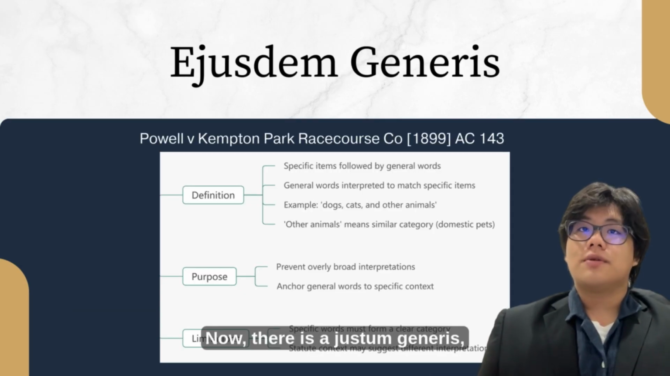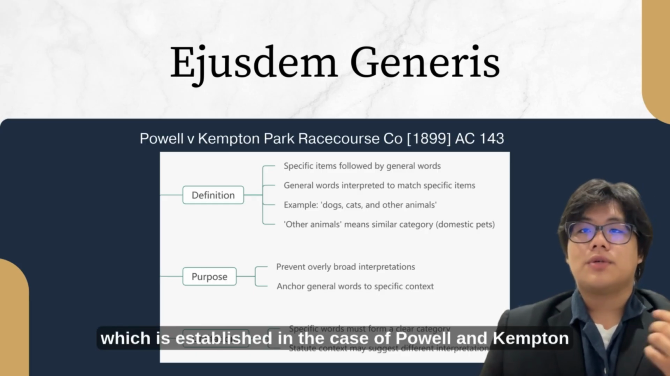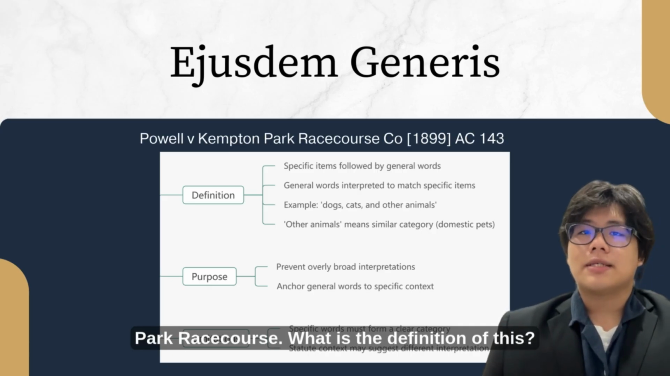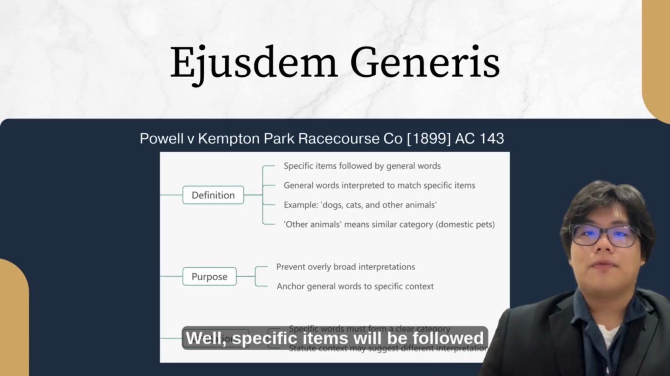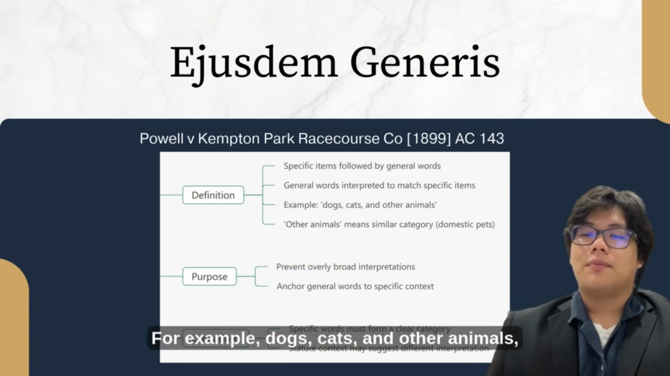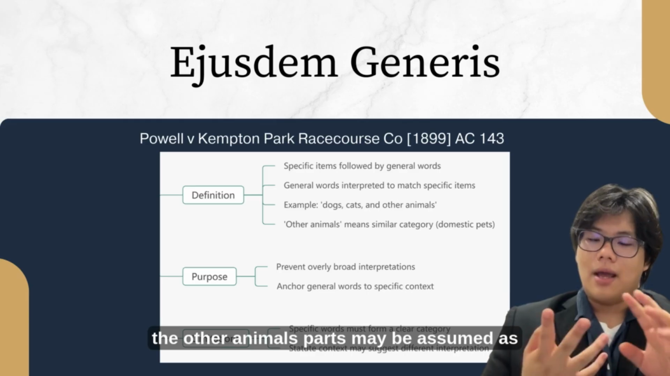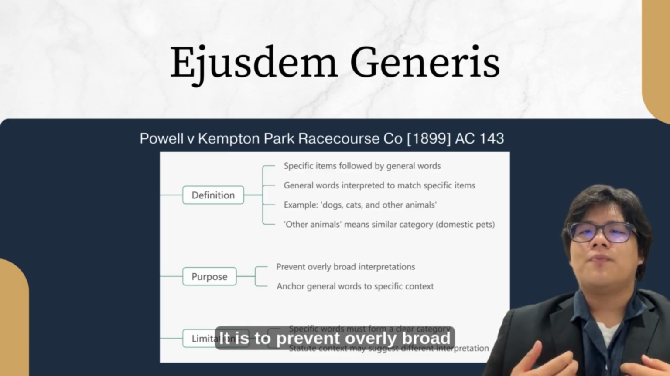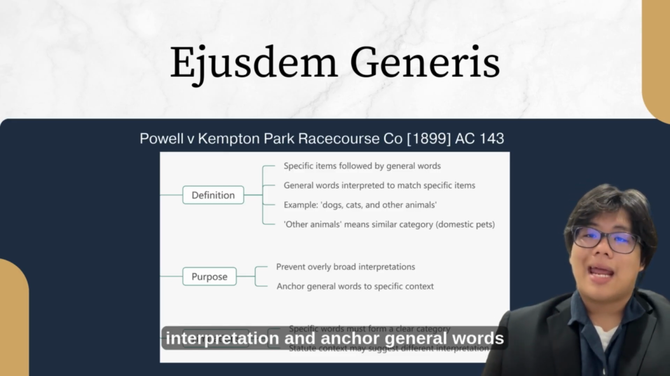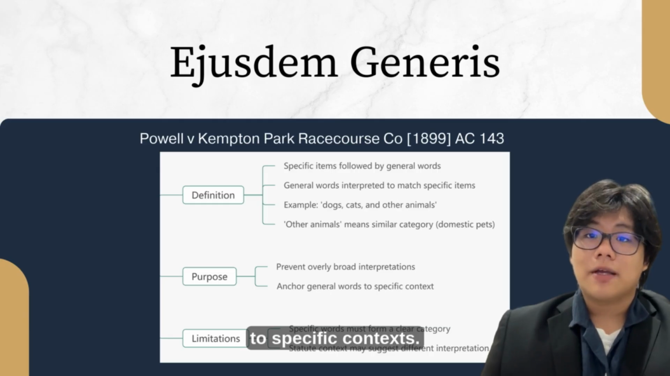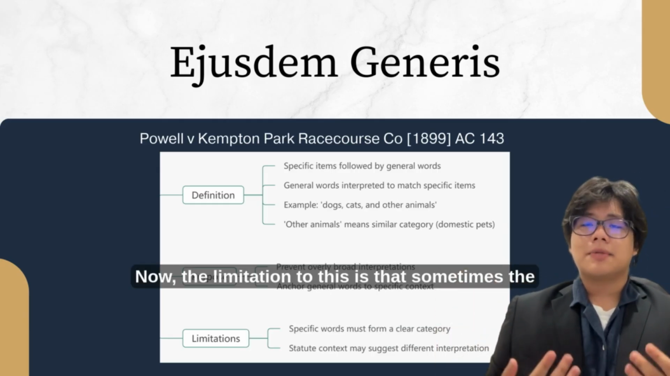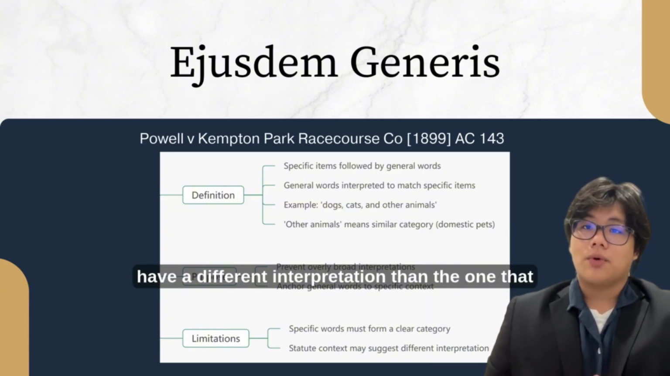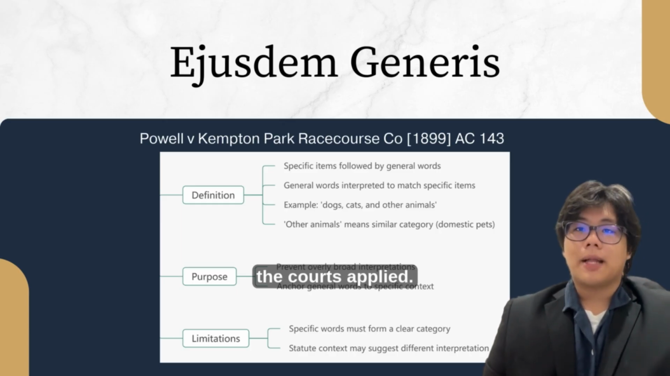Now, there is ejusdem generis, which is the first verbal maxim, established in the case of Powell v Kempton Park Racecourse. What is the definition of this? Well, specific items will be followed by general words. For example, dogs, cats, and other animals. The other animals may be assumed to be other domestic pets. It is to prevent overly broad interpretation and anchor general words to a specific context. The limitation is that sometimes the intention of the words may have a different interpretation than the one that the courts applied.